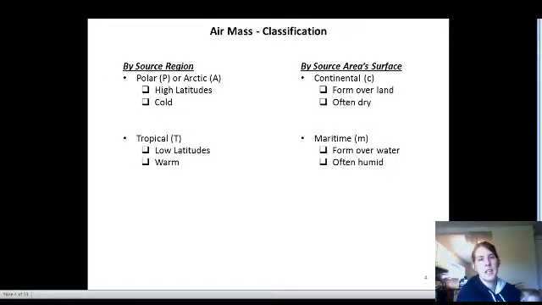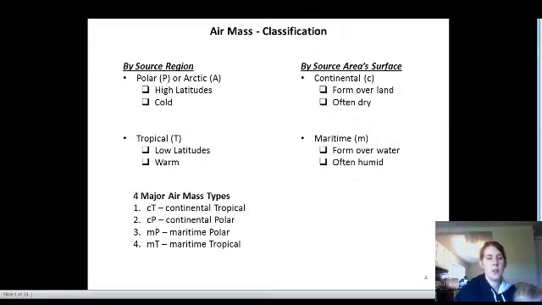Air masses are classified by two different things, by a source region and by a source area surface. So source region, we have our polar or Arctic air masses. These are the higher latitudes and they're very cold. And our tropical air masses, these are low latitudes and they're warm. We also modify them by denoting their source area surface. So we have the continental, which form over land and are often dry, or the maritime, which form over water and are often humid.